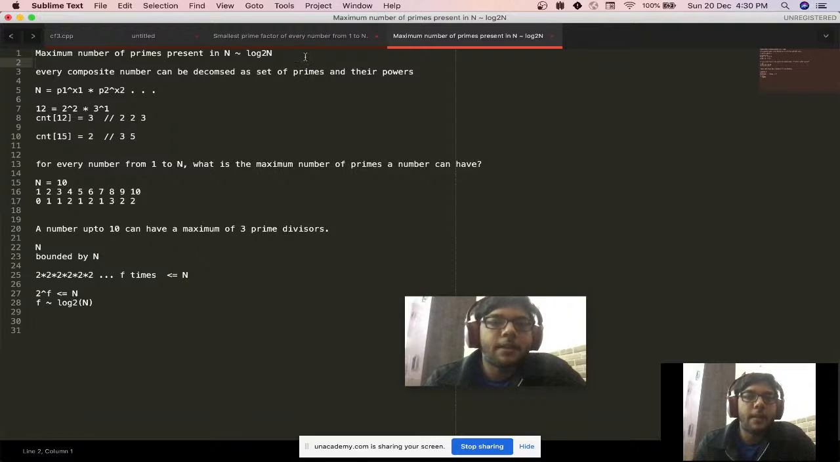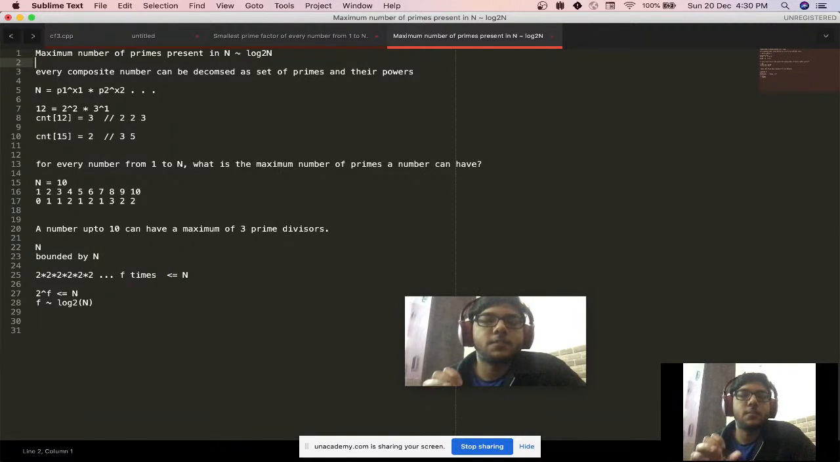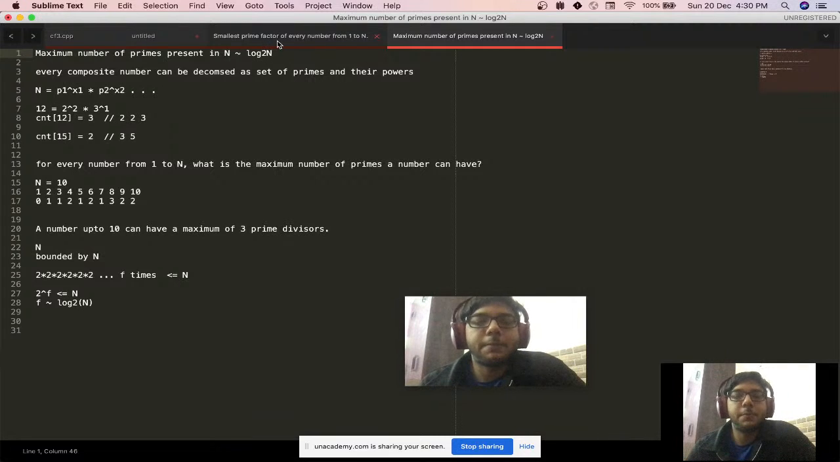Nobody is going to ask exactly, given n, find the maximum number of primes a number can have. Maybe in an easy problem that can happen, but in general, this is a small thing that you use to estimate whether your solutions work or not. Let's say you are dependent upon the number of primes present in a number, and you want to estimate time complexity. So you want to estimate how many maximum primes we can have given the constraints in the problem.